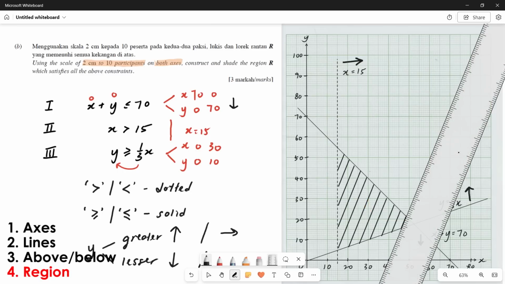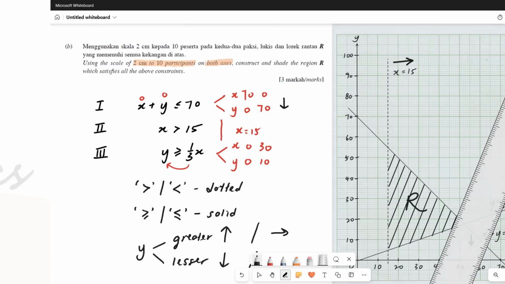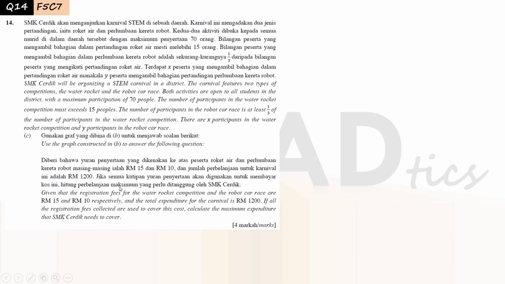Alright, so this would be our region R. Okay, so now let's go back and solve the questions in part C. For part C, we are given the registration fees for both competitions, which are 15 and 10 respectively, and it says that the total expenditure or the total cost is 1200 RM. And here it says that only the registration fees collected are used to cover the cost.